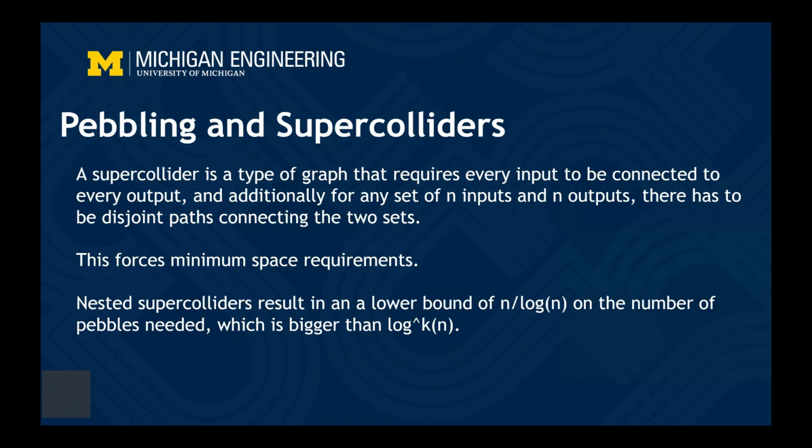So a super collider, as pictured in the previous slide, is a type of graph that requires every input to be connected to every output. And additionally, for every set of n inputs and n outputs, there have to be disjoint paths connecting the two sets.